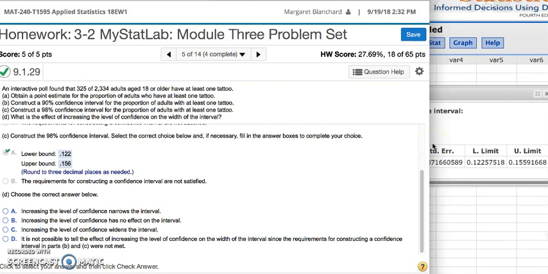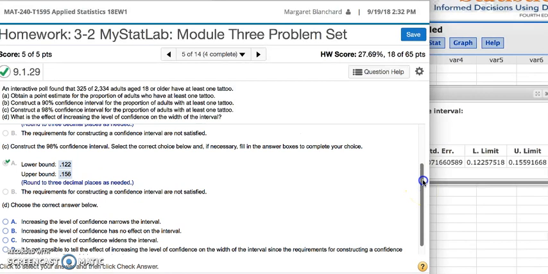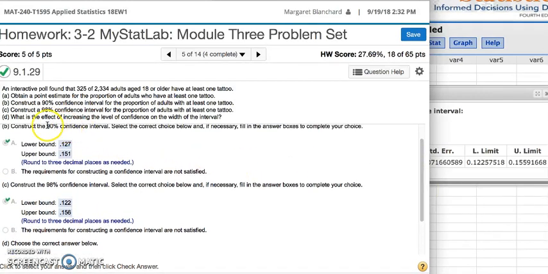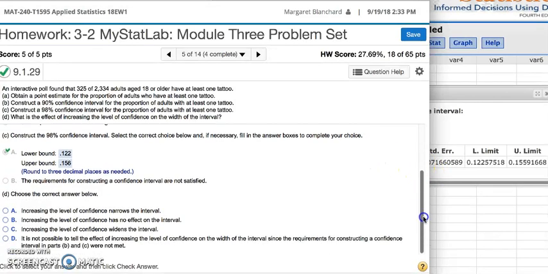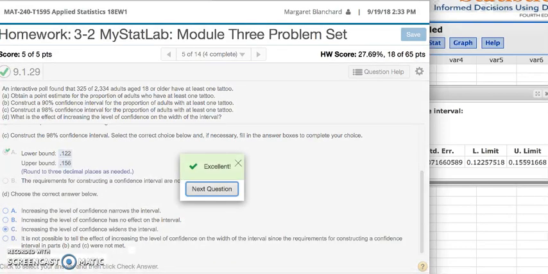Choose the correct answer below. Increasing the confidence level basically did what to our interval? Well, here we had a 90% confidence level, a lower confidence level, and our lower bound and upper bound were within the lower and upper bound of the 98% confidence interval. So does that mean that increasing our confidence level widened our interval? Yes, it did. So that's how you go through number 5. If you have any questions, let me know.